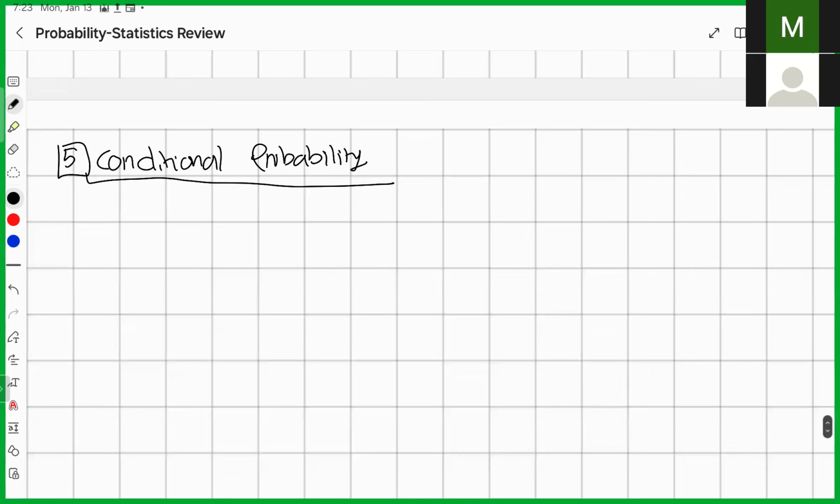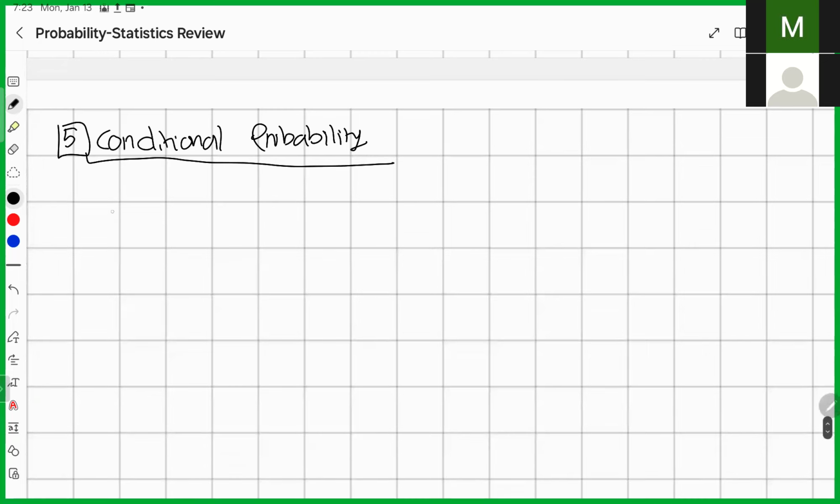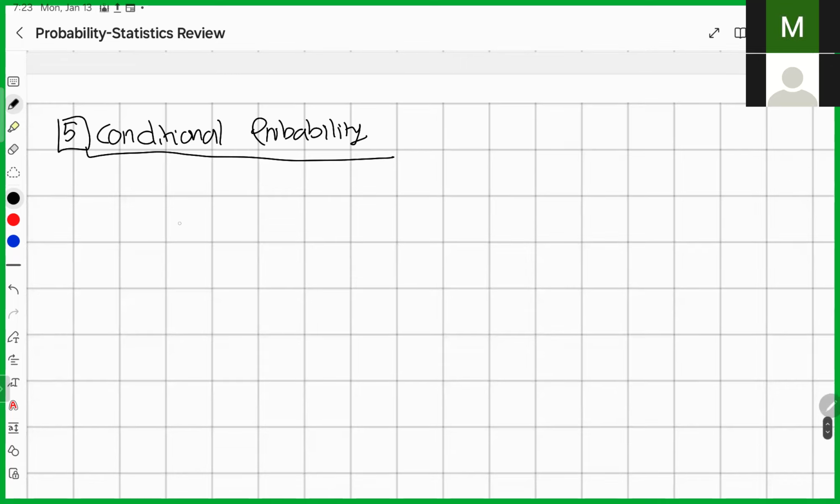Another term we use in probability is conditional probability. Usually we're gonna write this like this. The way we read this is: what is the probability of A given the condition of B. So this is given the condition of what?